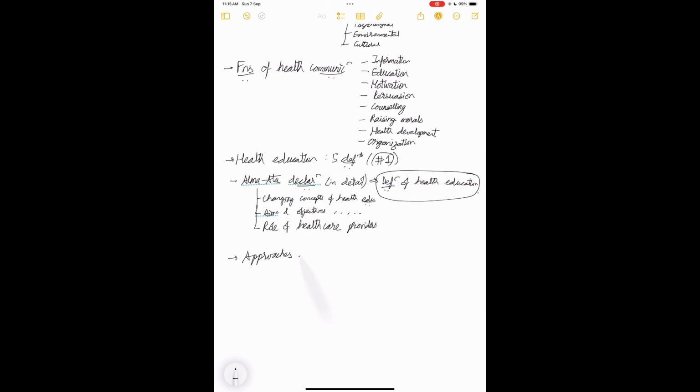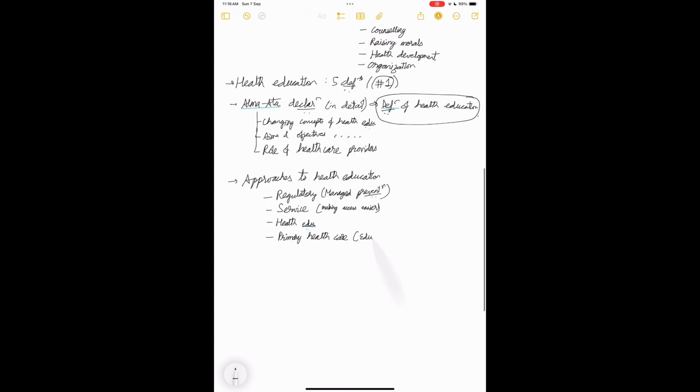Next, we have 4 well-known approaches to health education. Firstly, we have the regulatory approach, which is basically via legislation, rules and regulations and restrictions. Secondly, we have the service approach, and thirdly we have the health education approach, and lastly we have the primary healthcare approach. Also given is an important table on how to differentiate health education from health propaganda.